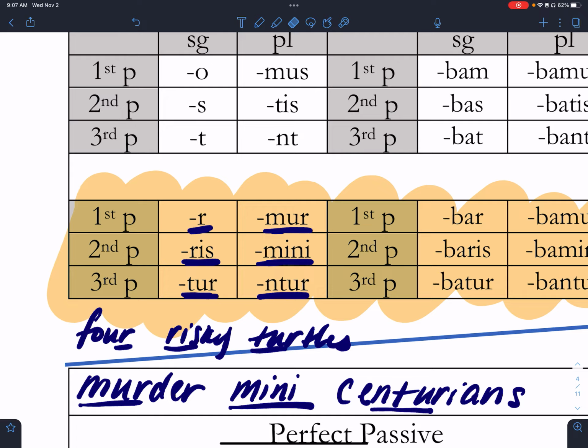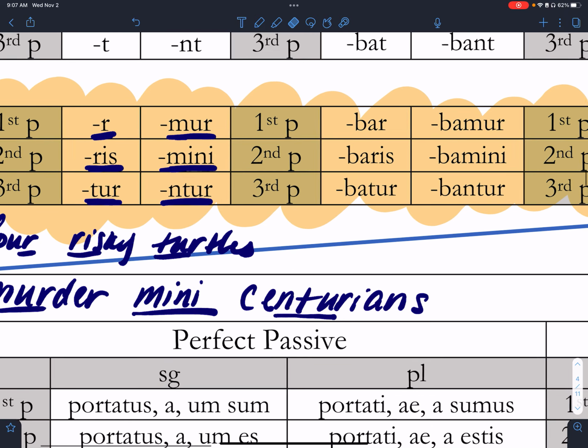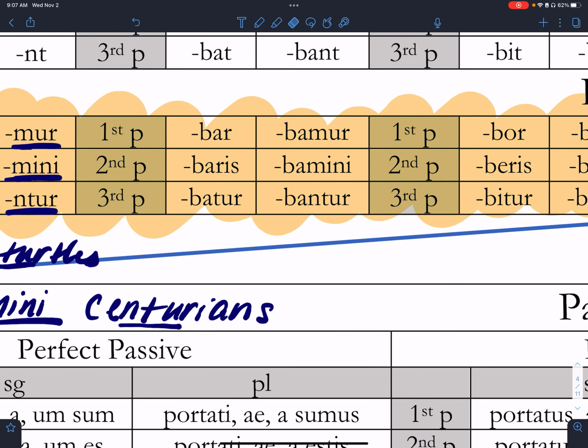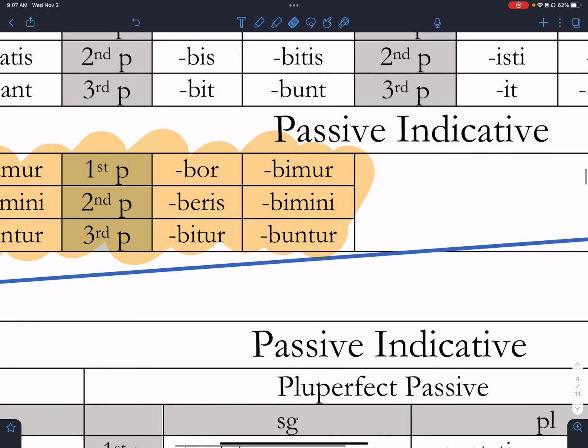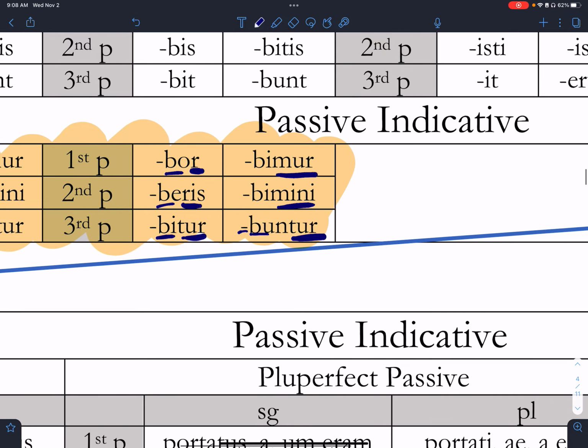Now in the imperfect, it's super easy. It's just ris, tur, mur, mini, and ntur with a ba, because what kind of sheep go ba? Imperfect sheep. And what kind of sheep go bo, bi, bu? The future sheep. So it's got those same endings, r, ris, tur, mur, mini, and ntur, just with bo, bi, or bu in front of it. So that's the passive voice in the present system.